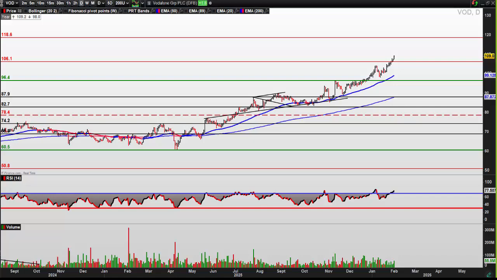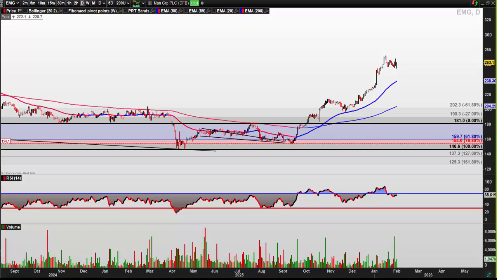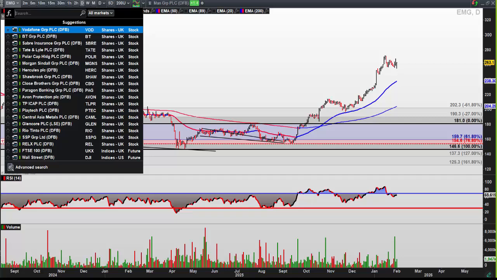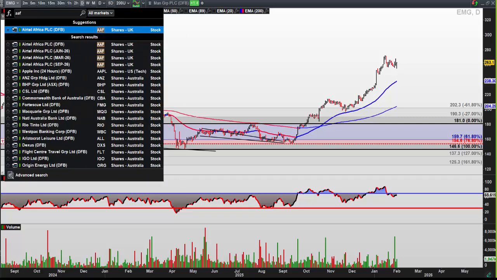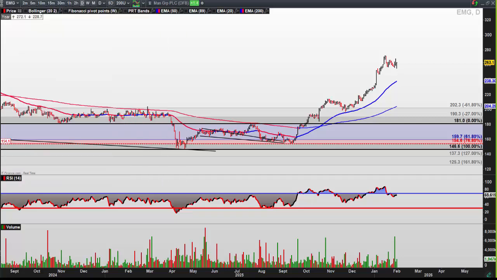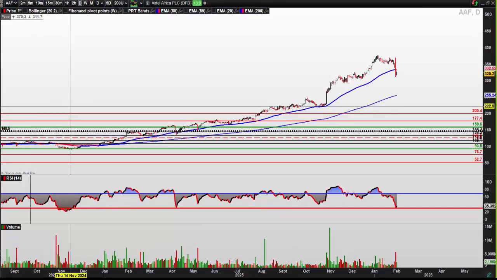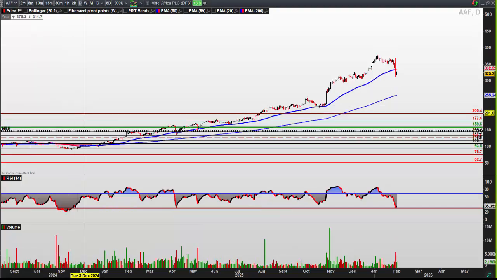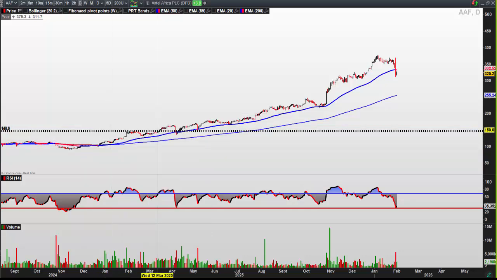Man Group. I'm liking Man Group. AAF. Airtel again. Was it you or me who talked about this ages ago? I know, mate. I think a mate of mine was in this.